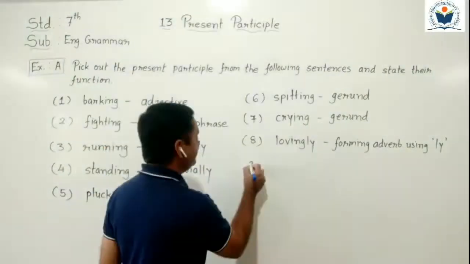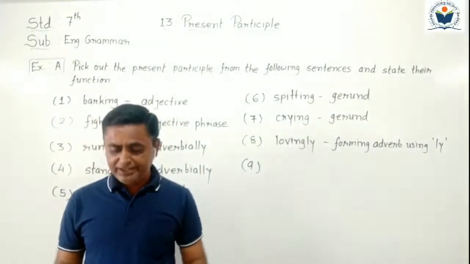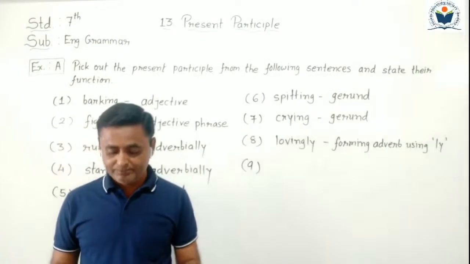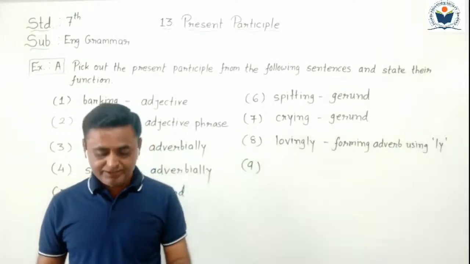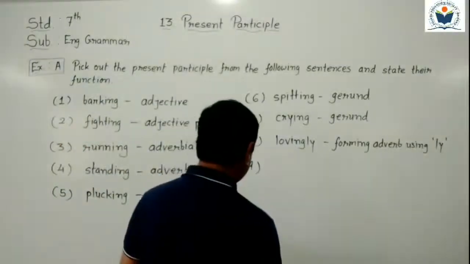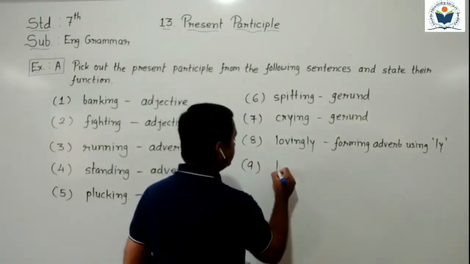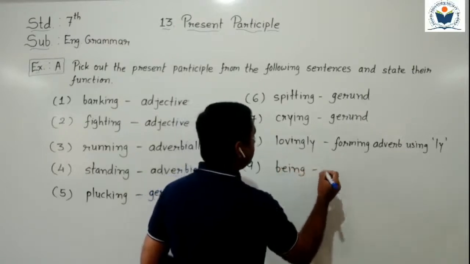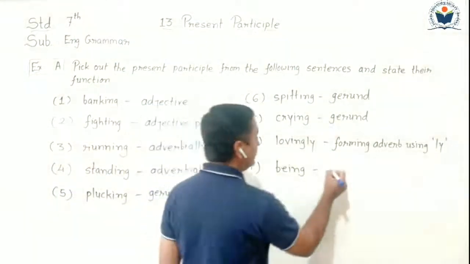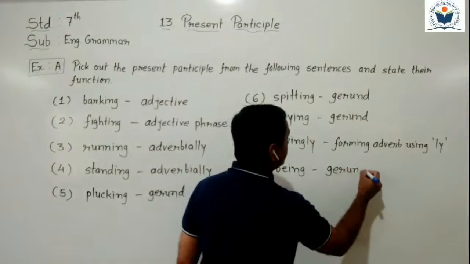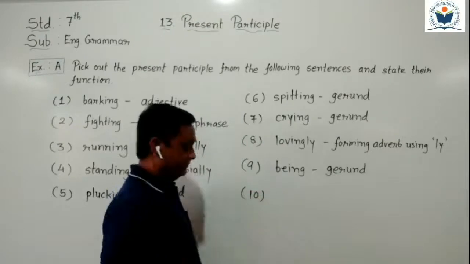Now sentence number 9 we have to see. Sentence number 9. Being absent consistently will never let you pass. Which word is there? Being. So which word is used as a present participle here? Being. So the verb being is used here. In which function is being used? It's used as a gerund. We can say that it is used as a gerund. Ing form starting the sentence. Now the tenth sentence we have to see.